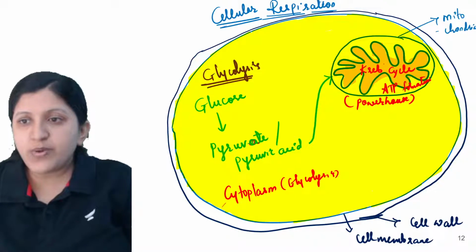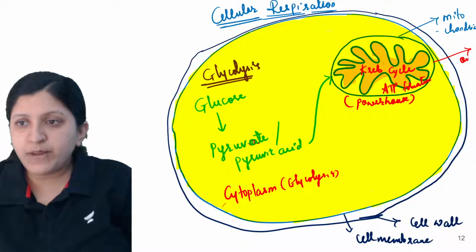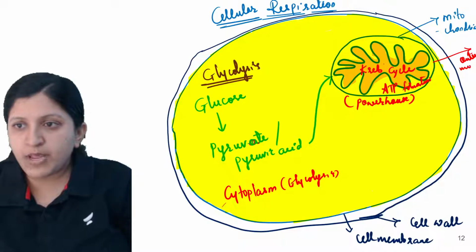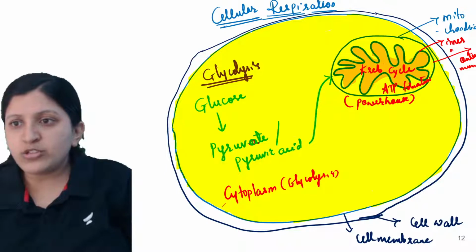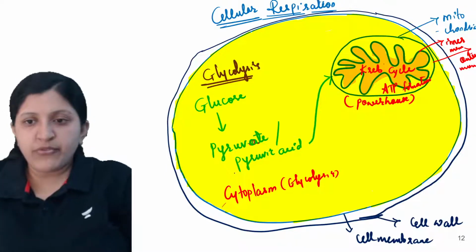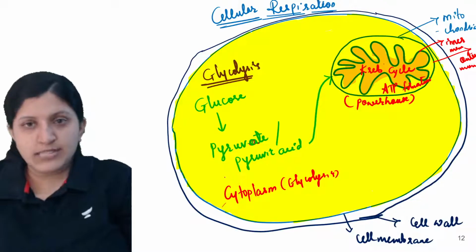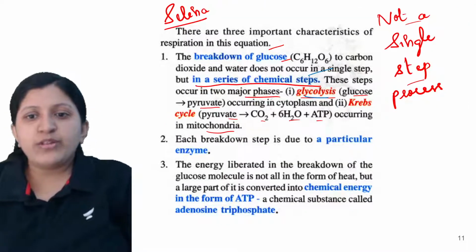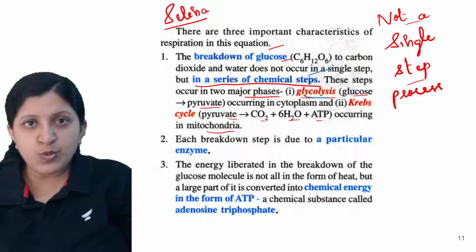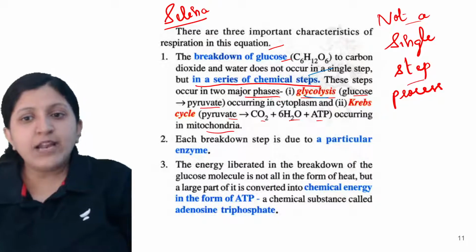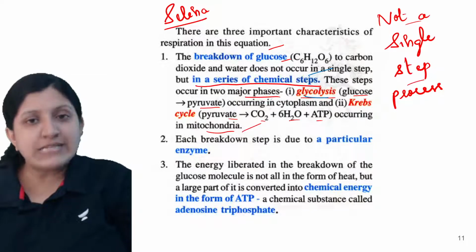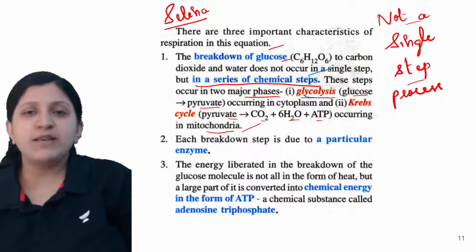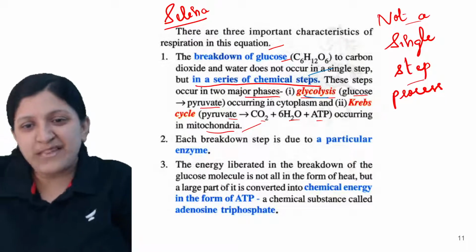Now this one is the outer membrane, and this one you see is the inner membrane. So there is an outer membrane and an inner membrane formation. As it occurs in two steps, glycolysis, glucose to pyruvate formation, and the Krebs cycle occurring in the mitochondria, this is what occurs in cellular respiration. These are the two sites, the cytoplasm and the mitochondria.